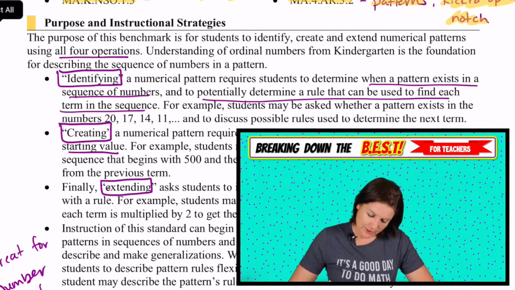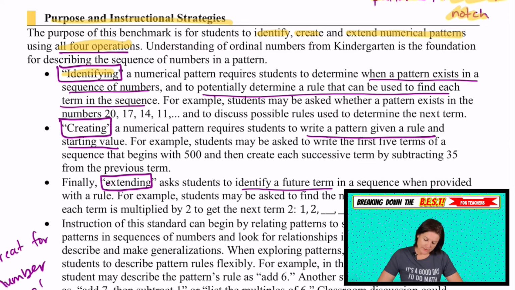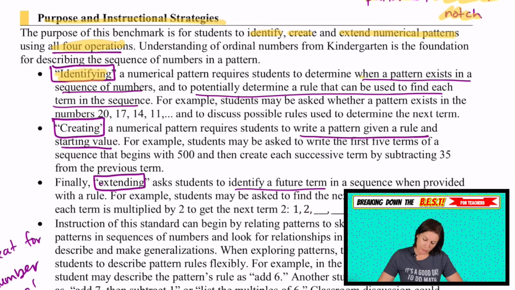Okay, the purpose and instructional strategies section says that we will identify, create, and extend numerical patterns using all 4 operations. Identifying means that when a pattern exists in a sequence of numbers, the students will be able to determine that a pattern exists and potentially determine a rule that can be used to find each term in the sequence.